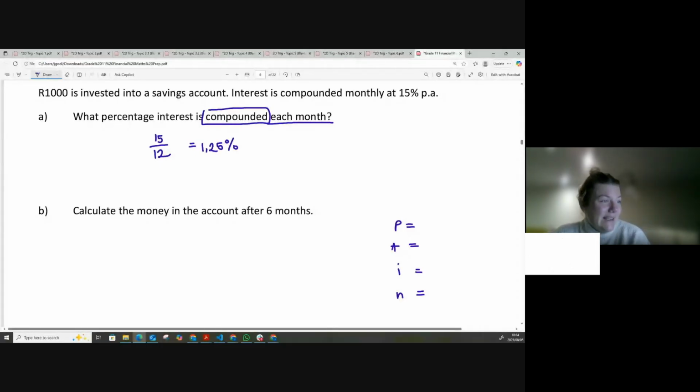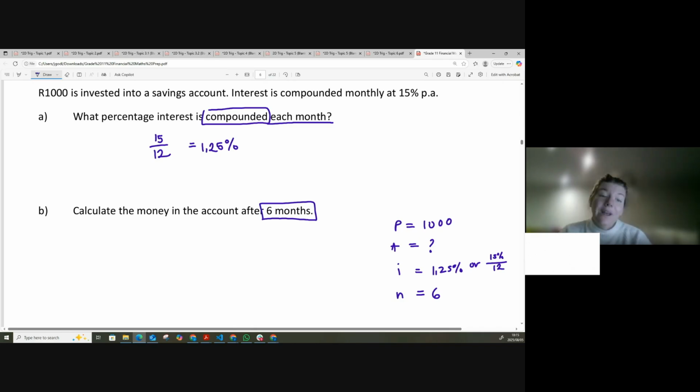Okay, well, let's start writing out a few things over here. We know that our starting amount is 1,000 Rand. We don't know what our end amount is going to be. What do we know about our interest? You've just worked it out. Your interest is sitting at 1.25%, or you could write it as the 15% over 12. And how many times are we going to have that interest happen? 6 times, because it's being compounded monthly. And we want to know after 6 months.